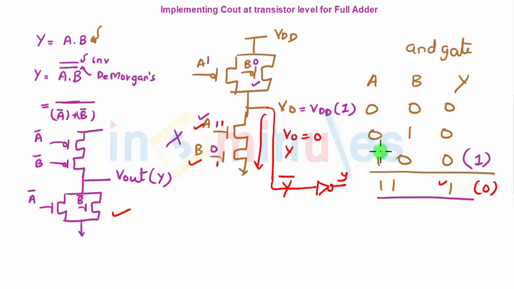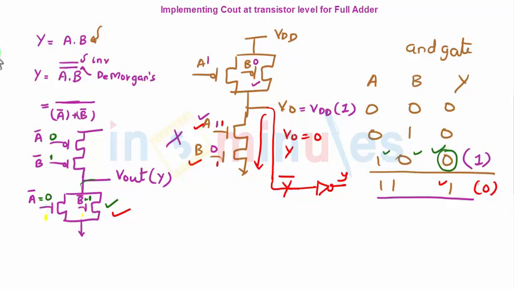Let's quickly see. Input A 1, B 0. A is 1, so A bar would be 0. B is 0, so B bar is 1. So let's put that here also, 0 and 1. Correct? So this is on, and this will pull my output to 0, so it was giving me the correct output. Same is the case when I take both my inputs as 1, 1.